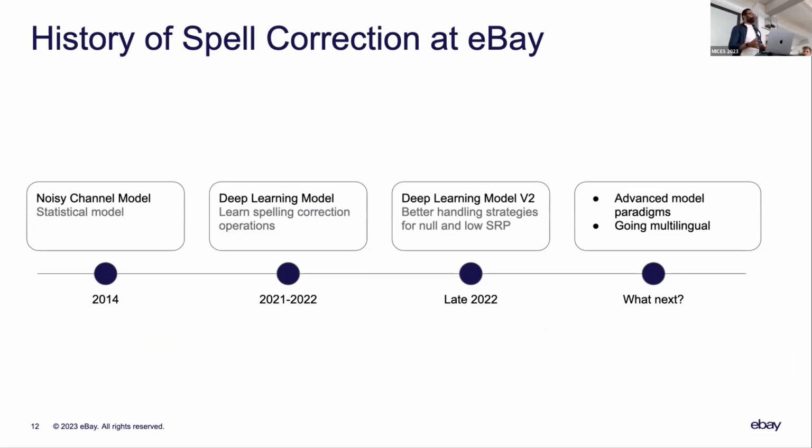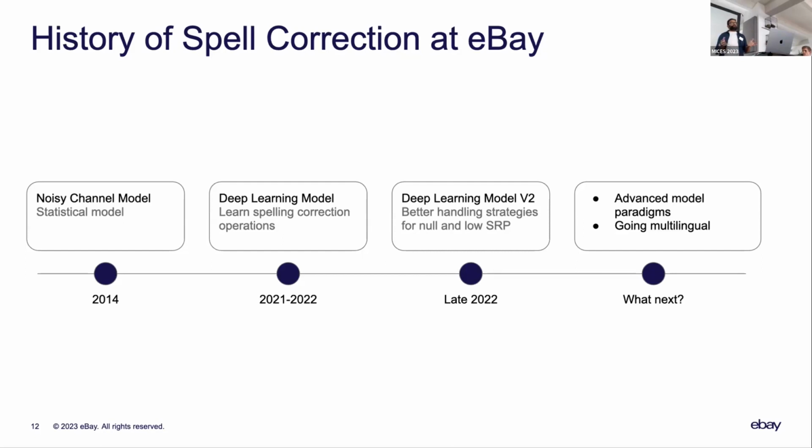You would like to hold on to your customers. So in the beginning, around 2014, we had noisy channel models. Basically, you're predicting A followed by E followed by G, what's the probability, and stuff like that. Second, we started looking into deep learning models in early 2021. Then we made some improvements in late 2022.